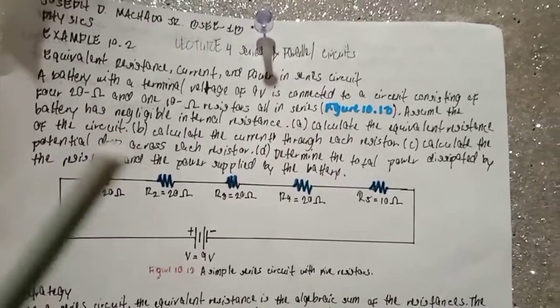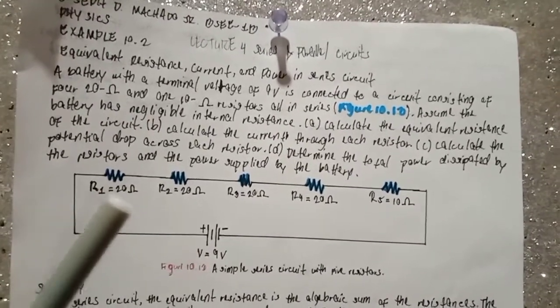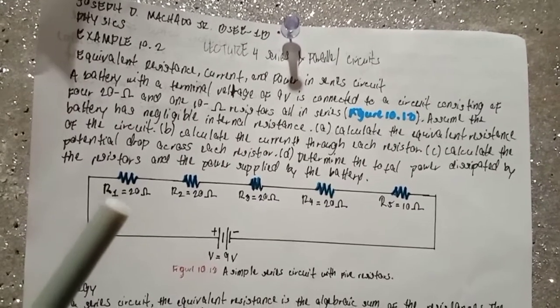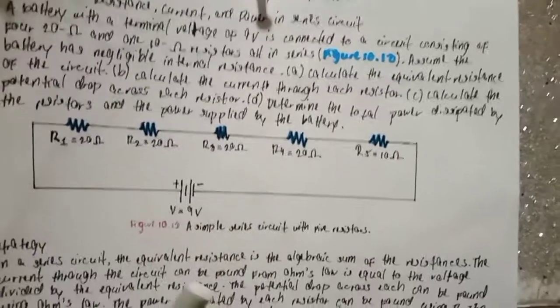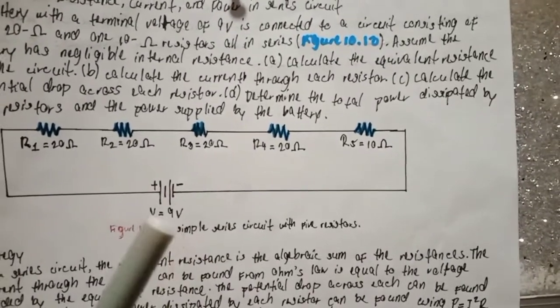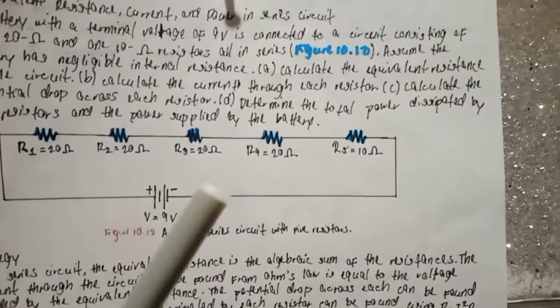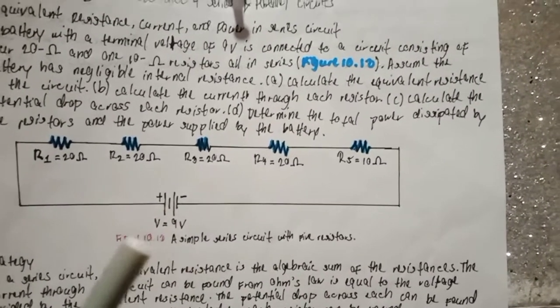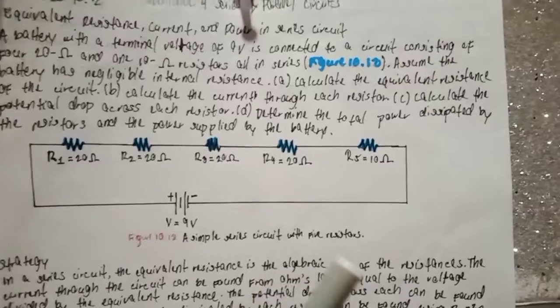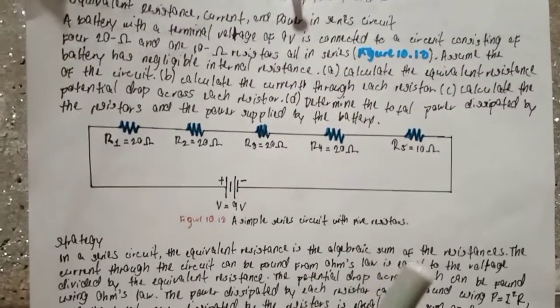So these are the parts of the circuit. Resistor 1 is equal to 20 ohms, and so on and so forth. The negative and positive terminal voltage is equal to 9 volts. Figure 10.13, a simple series circuit with 5 resistors.